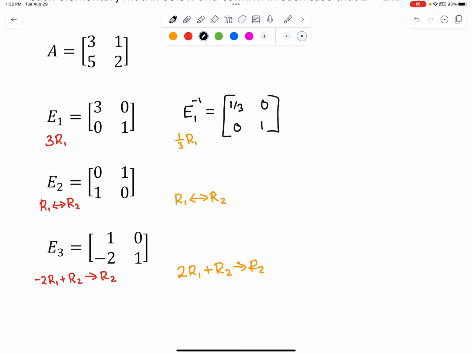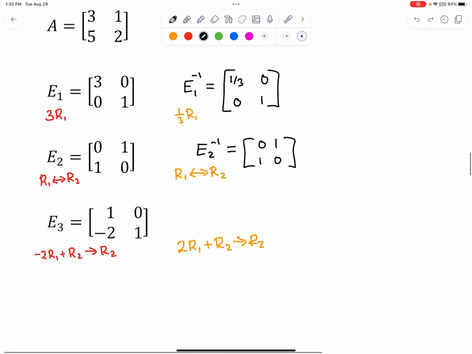Let's do now the inverse matrix of E2. All right, so begin with the identity matrix and perform this orange row operation on it. In this case, that actually gives us the identical matrix that E2 was in the first place. So sometimes the matrix is its own inverse.